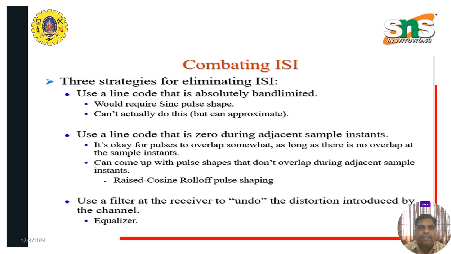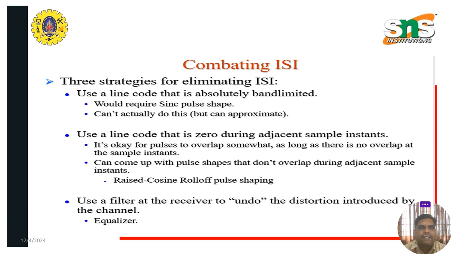In order to eliminate ISI, there are three strategies available. One is to use a line code that is absolutely band limited. The second is to use a line code that is 0 during adjacent sampling instants. And the third is to use a filter at the receiver to undo the distortion introduced by the channel, that is, we can use the equalizing process. Let us see them in detail.